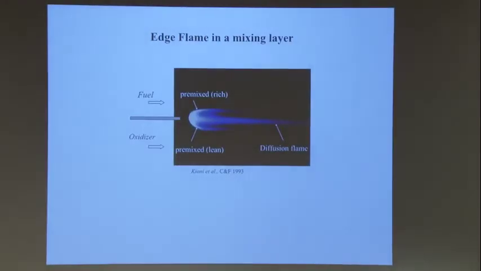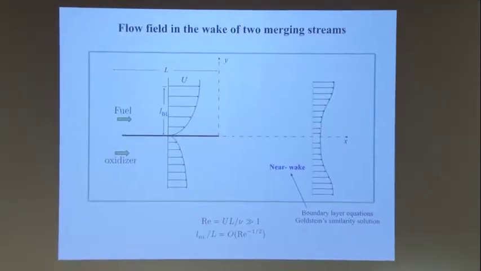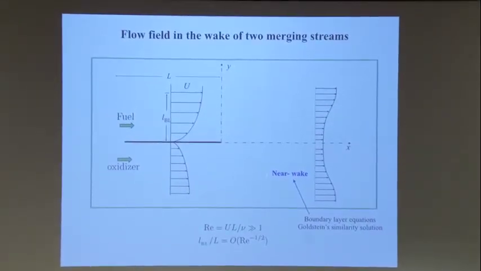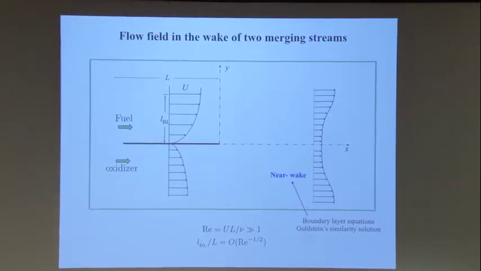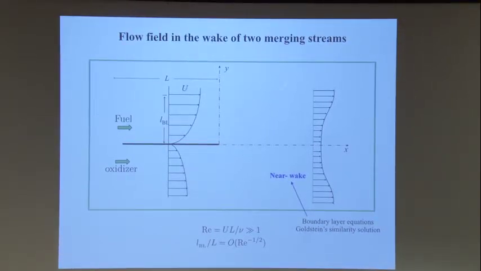Okay, so to analyze a simple situation of an edge flame, we look at the mixing, at the flow field in the wake of 2 merging streams. So you have a plate, you have 2 boundary layers, the fuel and oxidizer streams may not be the same, and so the boundary layers are not identical, but the thickness of the boundary layer is like the reciprocal of the Reynolds number to the 1/2.